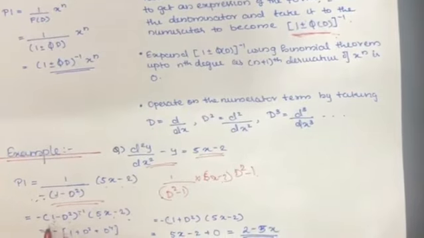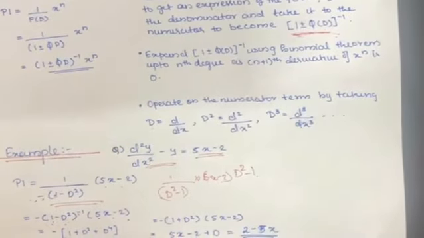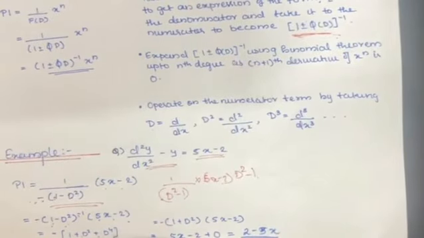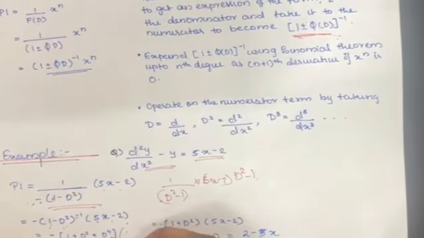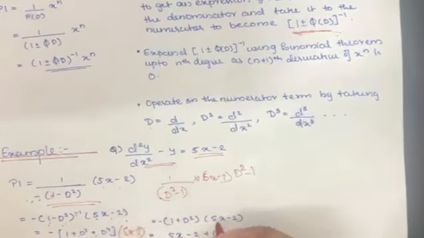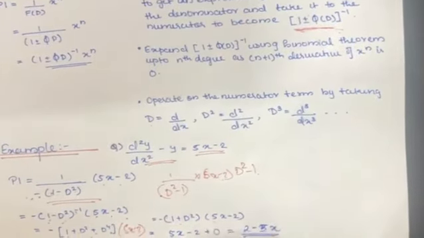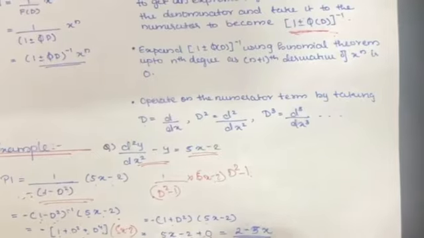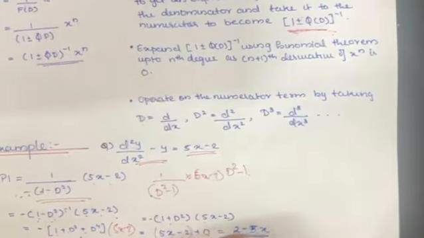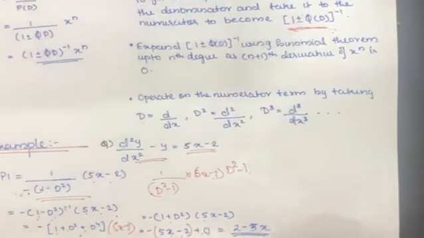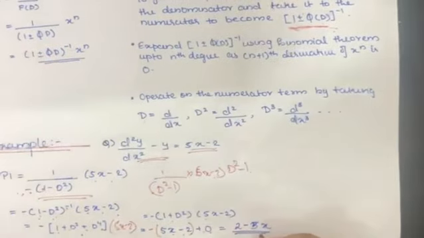Here we expand this using the binomial theorem. We get 1 plus d square plus d raised to 4. Multiplying that with 5x minus 2 and using the operators, we get 5x minus 2 plus 0. That is nothing but minus of 5x minus 2 plus 0, which is nothing but 2 minus 5x.